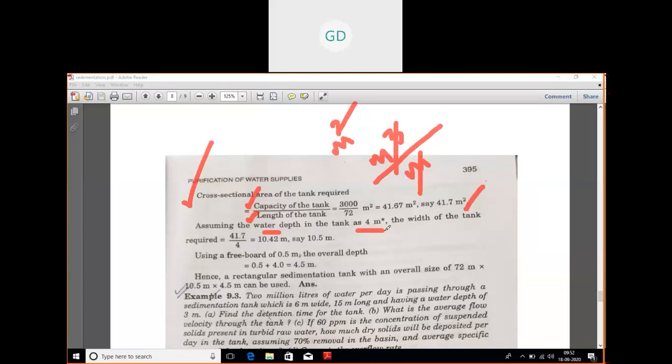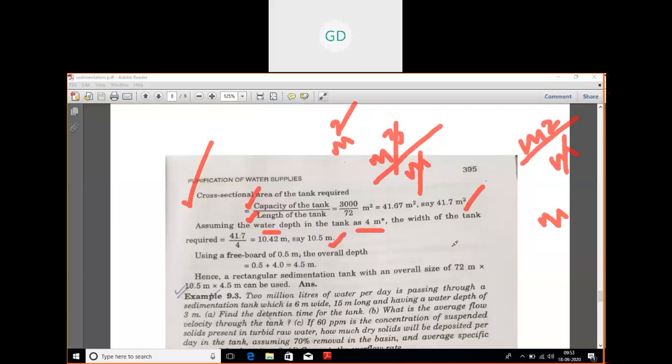Okay, 4 meter they are assuming, and now they are finding the width of the tank by dividing the cross-sectional area by the depth. Cross-sectional area is in meter square and depth is in meter. So if you cancel both, you will get meter, so that will be your required width. Okay, so the width they got is 10.5 meter.